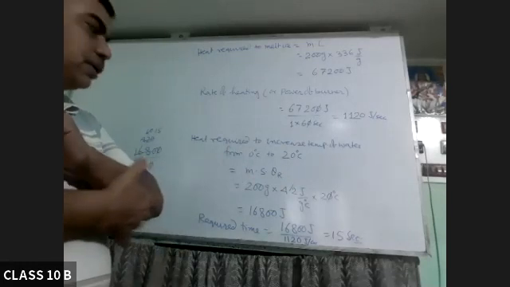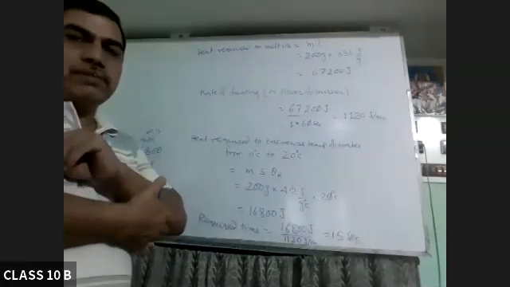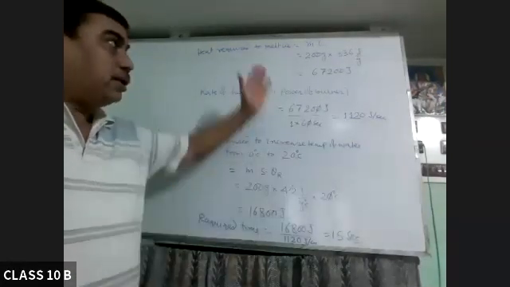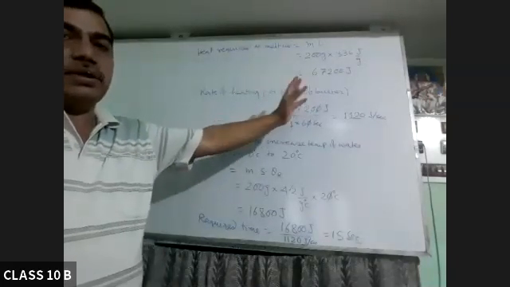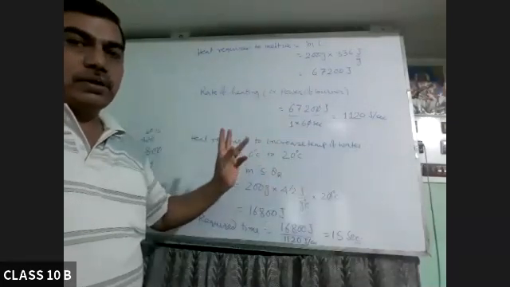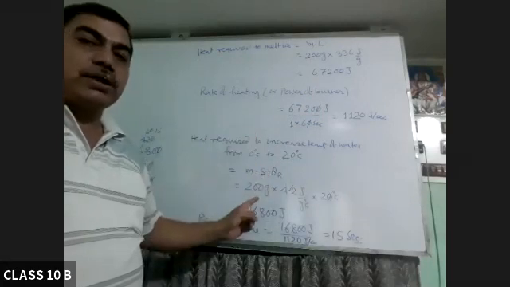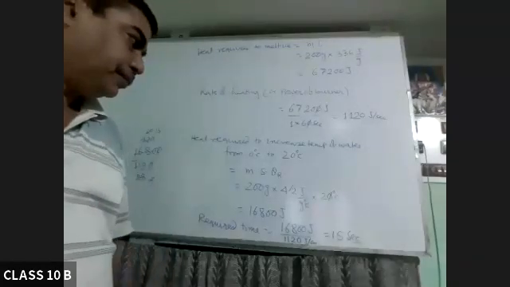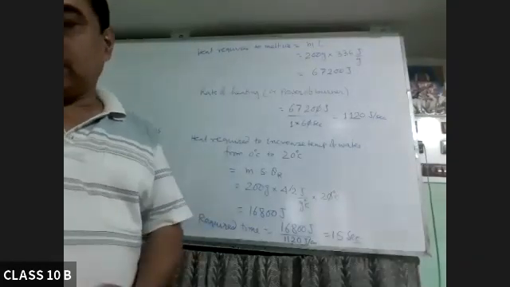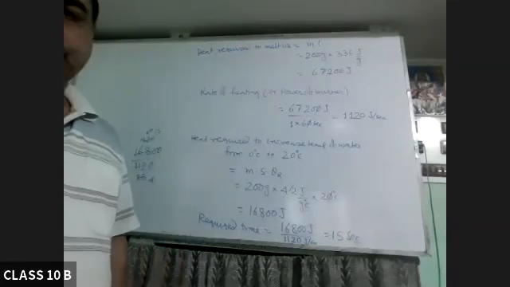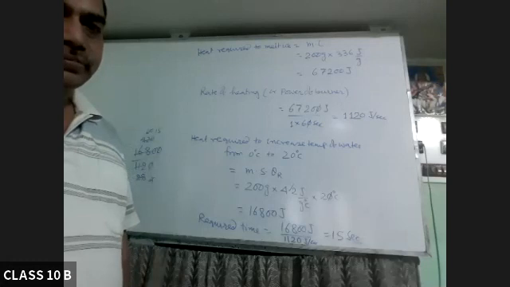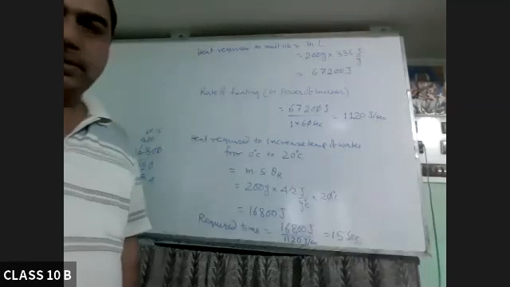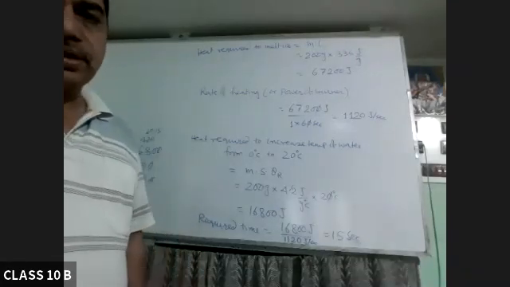To increase the temperature from 0 to 20, much less heat is required in comparison to melting. Whatever heat is required to melt this ice, by the same amount of heat the temperature of the same mass of water can be increased from 0 to 80 degrees. Yes, any other? That means we have not done this numerical. Otherwise, so many problems are there.